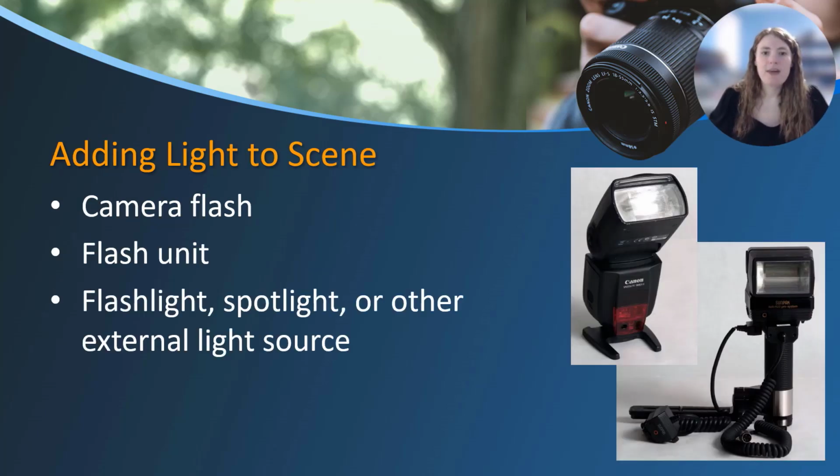Now, there are three ways that we can add light into a scene. You can use the camera flash, which is located on top of the camera base. You can also use a flash unit, and that's a separate flash device that can be positioned either on top of the camera and it's used in place of the camera flash, or it can be separated from the camera and it can be used in conjunction or by itself.